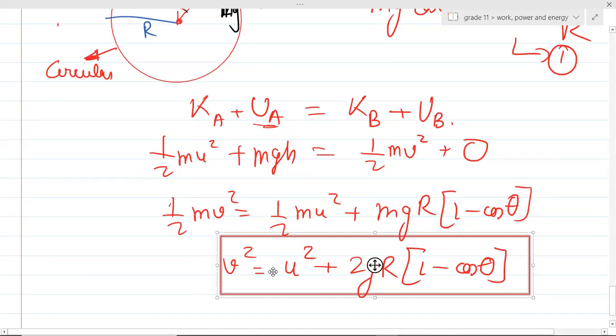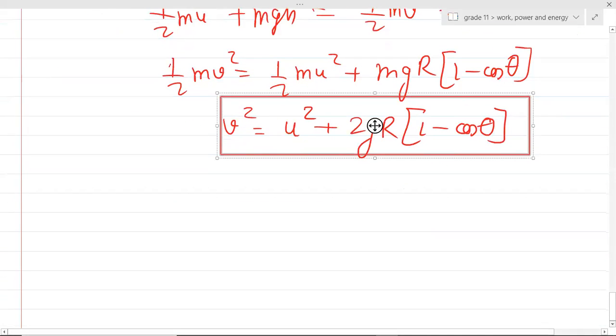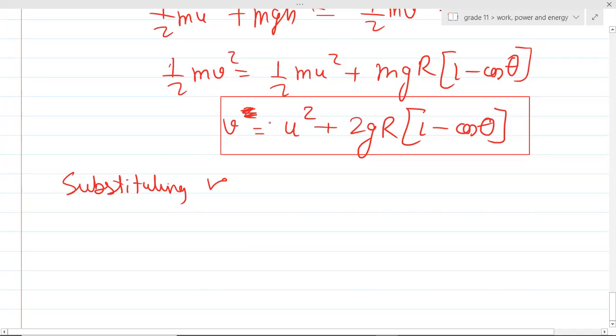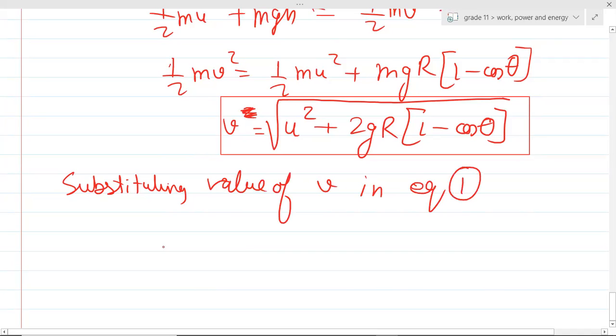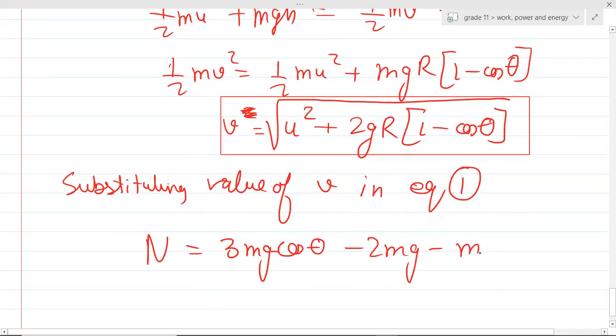And similarly, when you put this v square in equation number 1, substituting the value of v in equation 1, you'll see that the normal reaction is 3 mg cos theta minus 2 mg minus mu square by r.